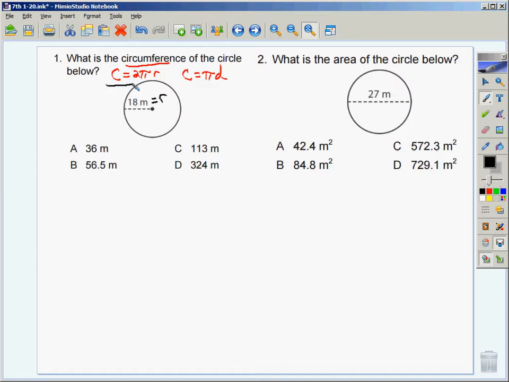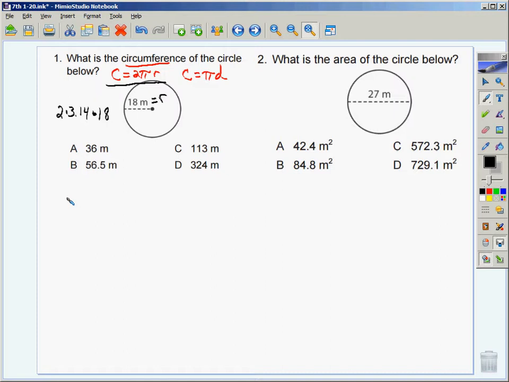I want to use the formula then that has the radius in it. So I'm going to take 2 times 3.14, the value of pi, times 18. And that part, yes, you do put it into a calculator, without any doubt. That's what you do.